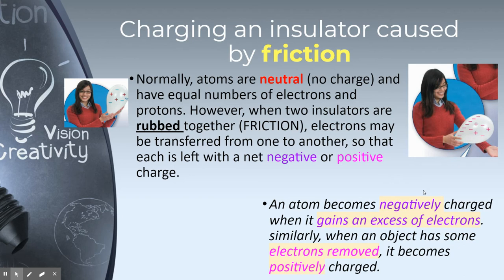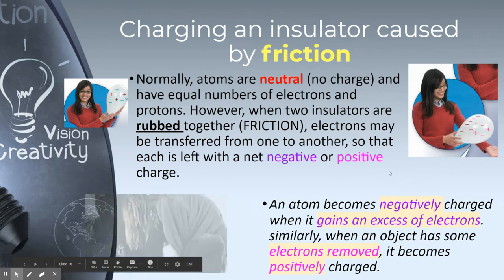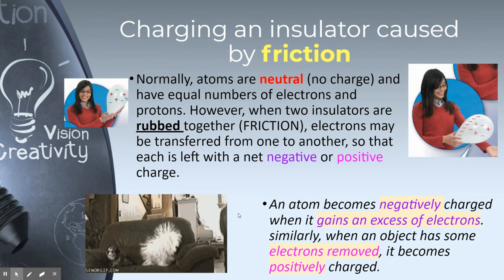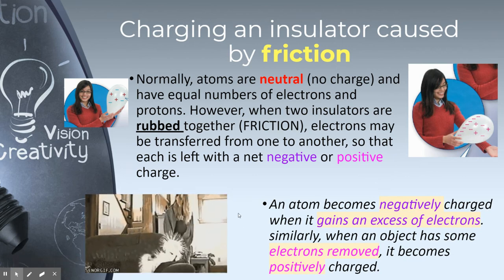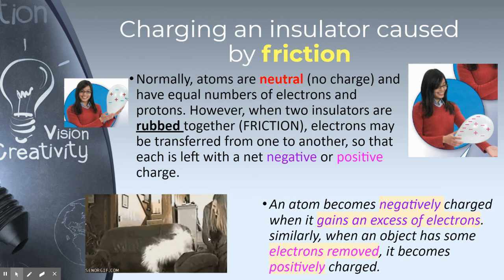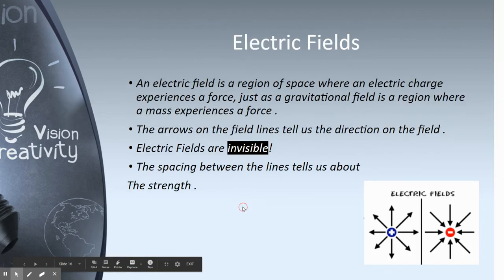So an atom becomes negatively charged when it gains an excess of electrons. So it's gaining all these electrons, or these negative charges, on this balloon. Similarly, when an object has electrons removed, it becomes positively charged. So the sweater is going to have a net positive. In this picture here, you see the girl rubbing the dog. And so she is basically rubbing off the electrons. And so the hair is standing up on end.